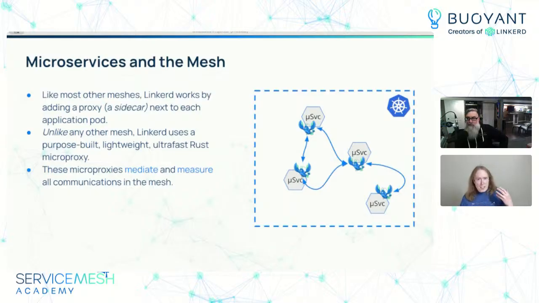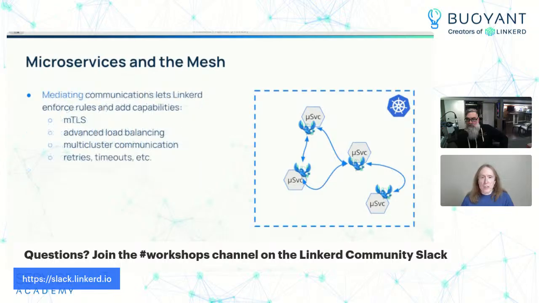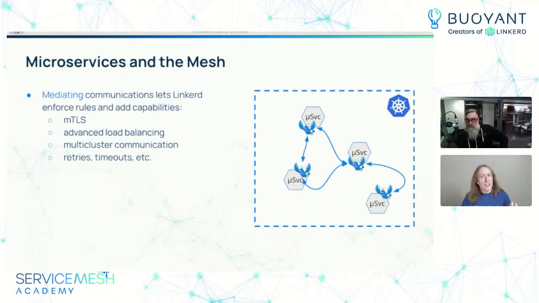Like I said, the micro proxies take over all the network communication. They end up getting to mediate and measure all of the communications that are happening in the mesh, which gives them some really interesting capabilities. The first one is that since we're mediating all the communication, we get to enforce rules, we get to add capabilities. There's some really cool stuff we can do. One of the very basic ones that happens in Linkerd is also a really big deal. We just automatically do mTLS everywhere in the mesh. You don't have to configure anything to get this. It just turns on. It's honestly kind of difficult to turn off. So that's kind of a nice thing.